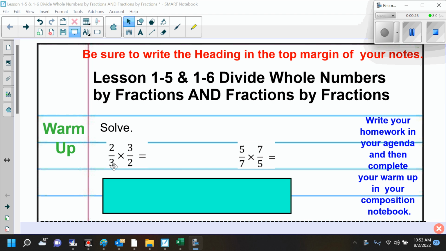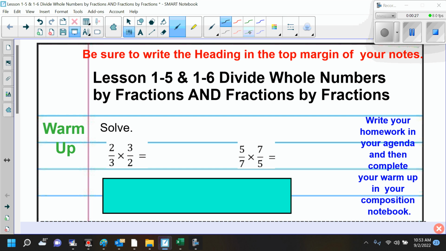It says 2/3 times 3/2. Now remember, when we're multiplying fractions, we just multiply straight across, right? So this is going to be 6/6, which is equal to 1. Over here, when we multiply straight across, that's going to be 35/35, which is equal to 1.